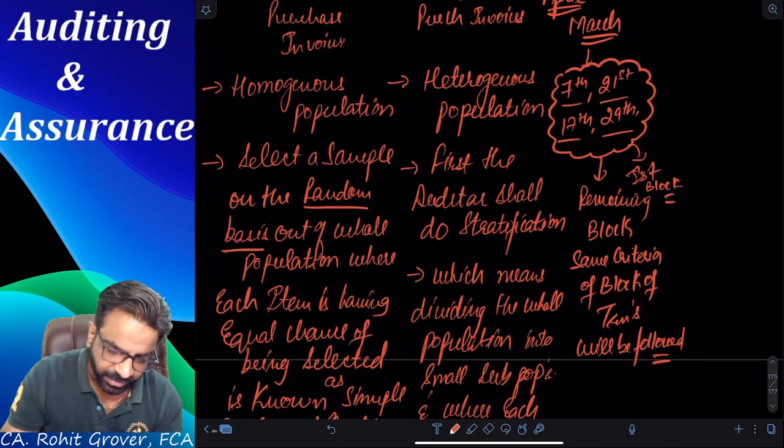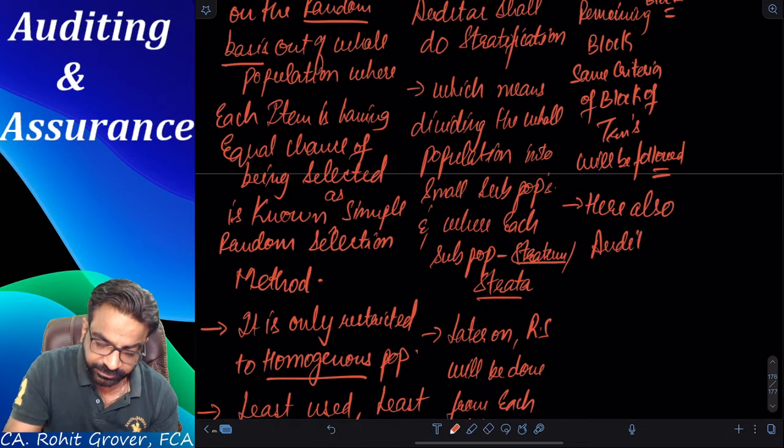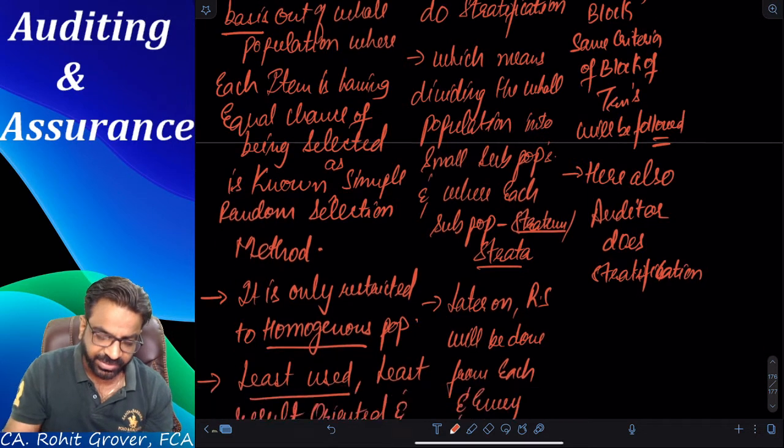So let me write what the block sampling method is. Here also the auditor does stratification. That is point number one.